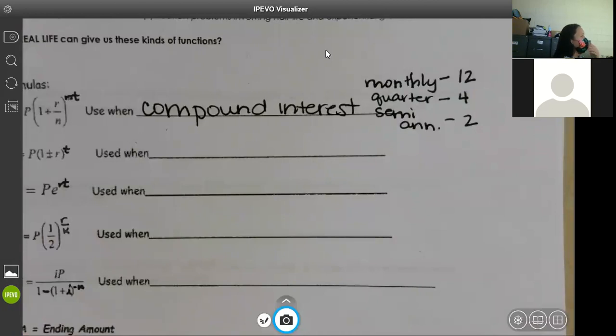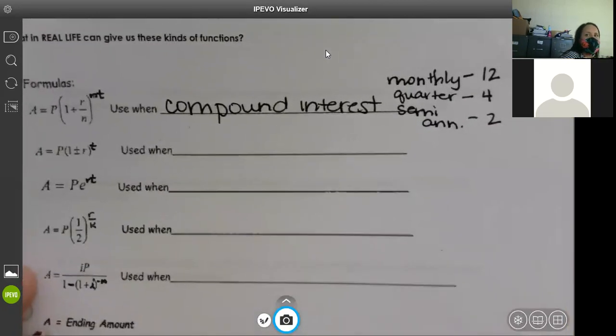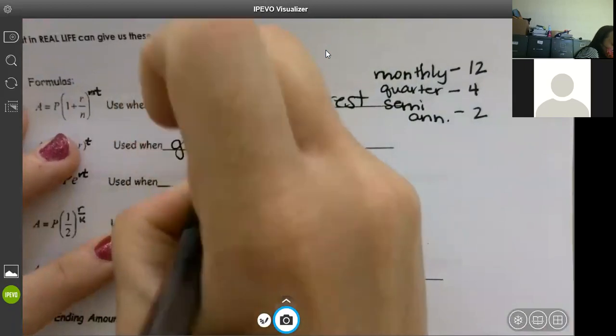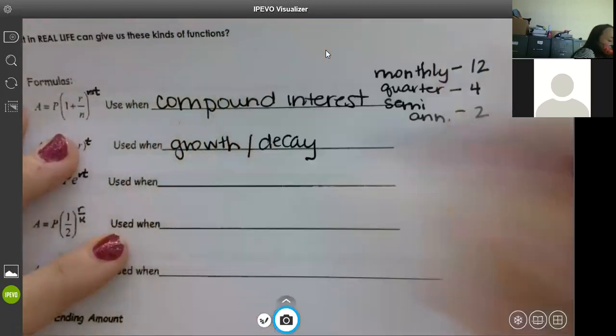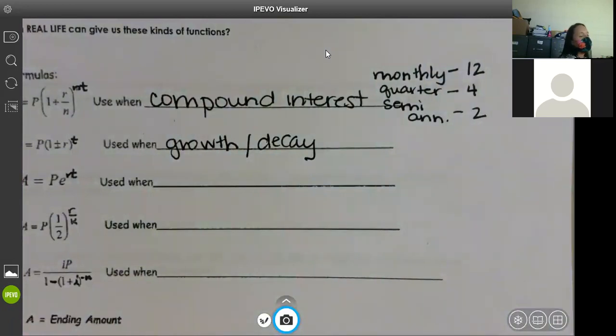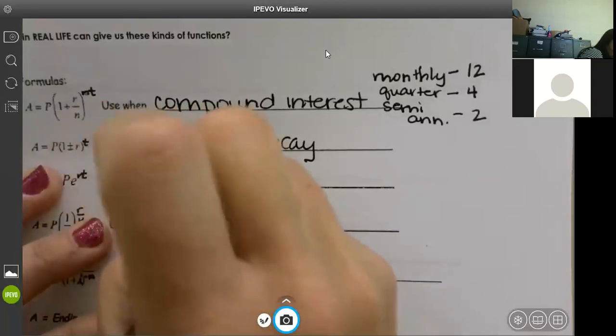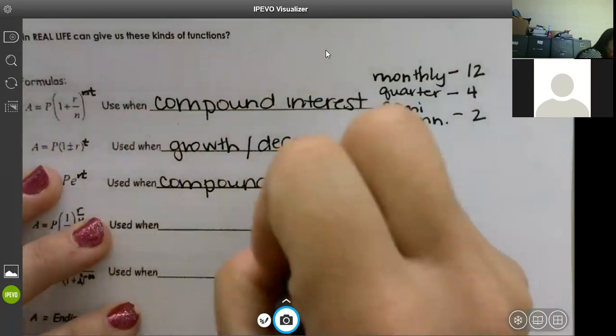So the problem will literally say compounded quarterly, compounded semi-annually, compounded monthly. All right. So you'll know exactly when to use the formula. The next one is A equals P times (1 plus or minus R) to the T. And this is growth and decay. You've seen this. This is in Math 1. I just know it's in Math 1 because I teach it. Okay. You don't do a whole bunch with it, but you do it. Okay. You use the plus for growth, the minus for decay. The next one, I call it the PERT formula, P E to the RT. This is when the problem says compounded continuously.